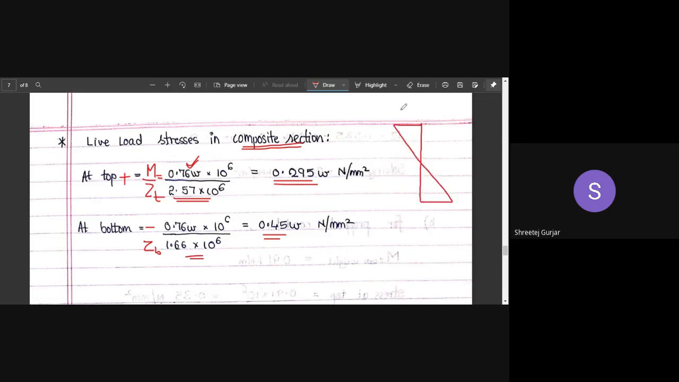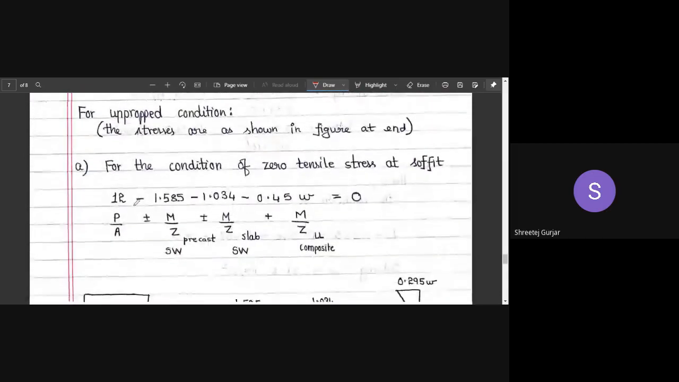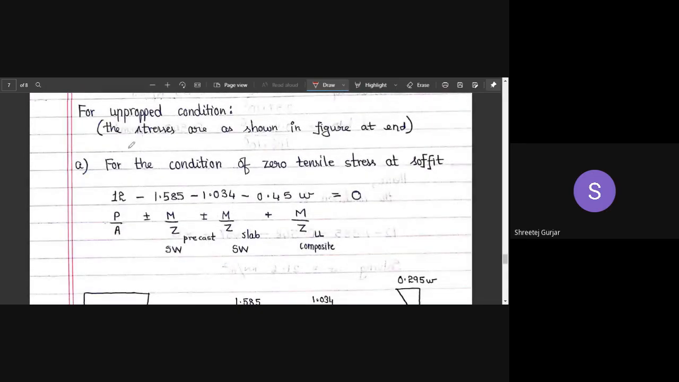At the top fiber, it is 0.295 W, and here it is 0.45 W. This is minus, this is plus, and this thing I've told you, we have to consider the entire section like this. Okay. So once this is known for propped, now we will calculate for unpropped.